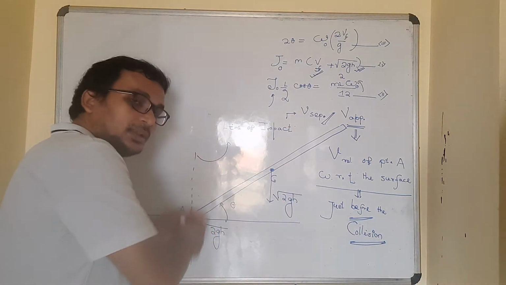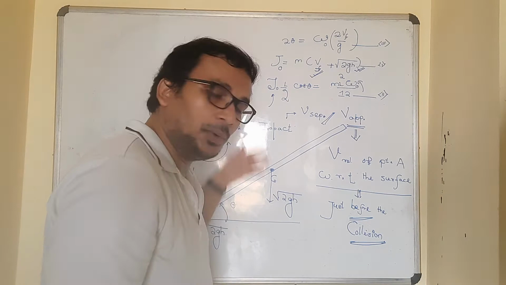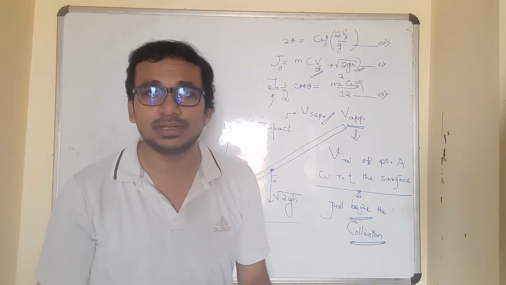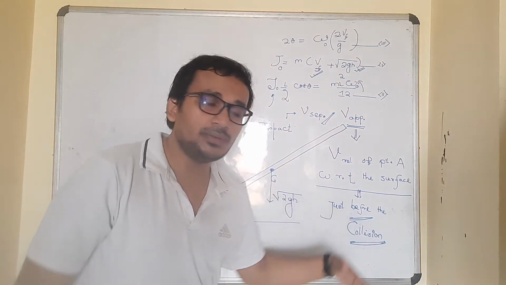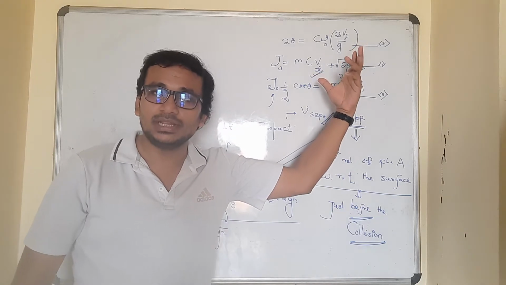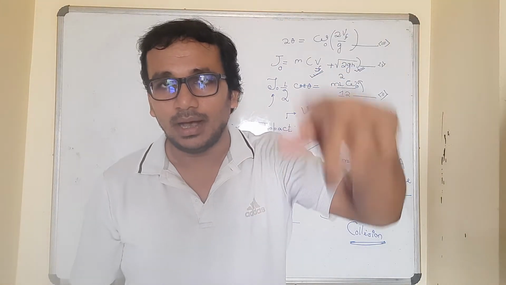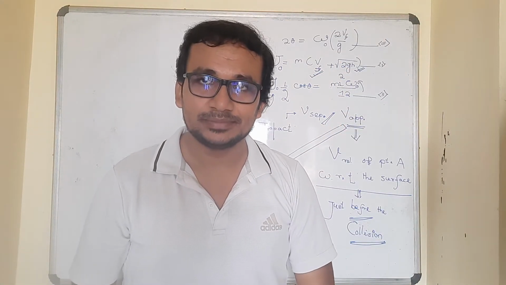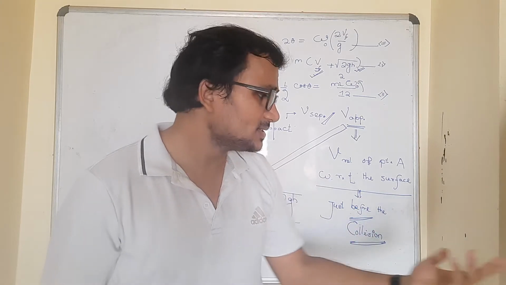The point is approaching the surface to make the collision. And once the collision happens, the point will separate from the surface. So we'll calculate the velocity of separation after the collision. Isn't it? Clear? It's common sense, not physics.